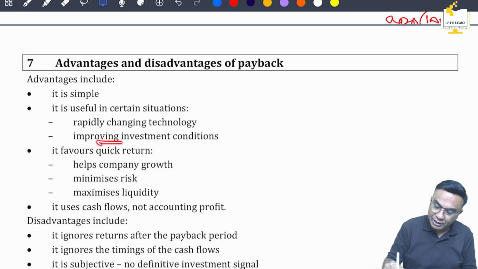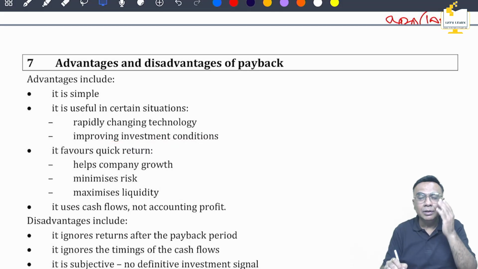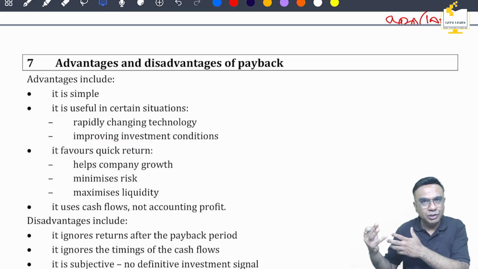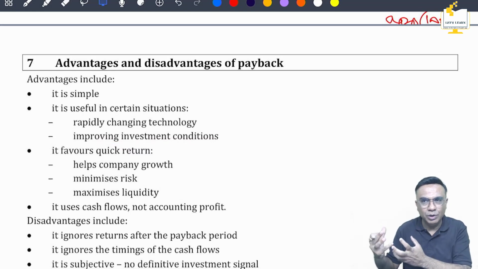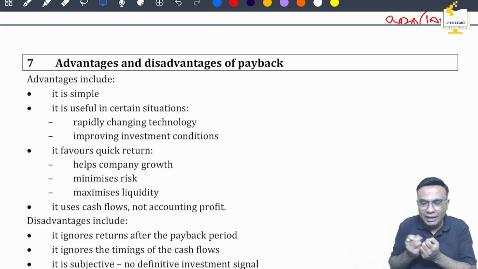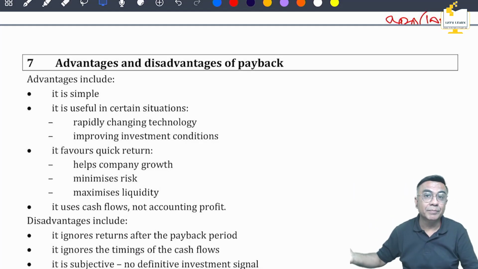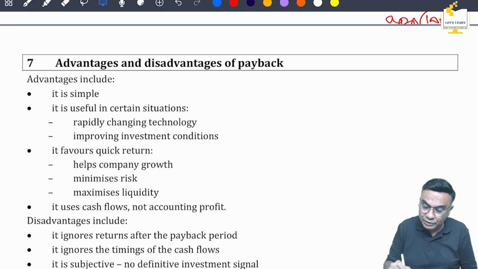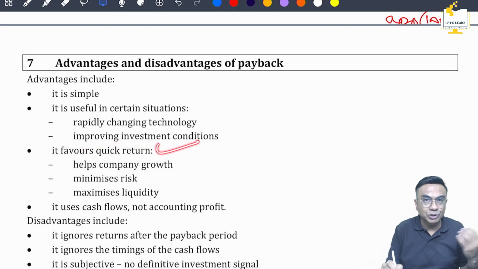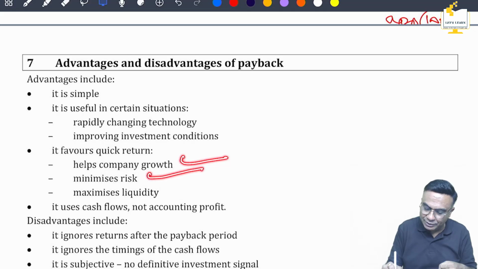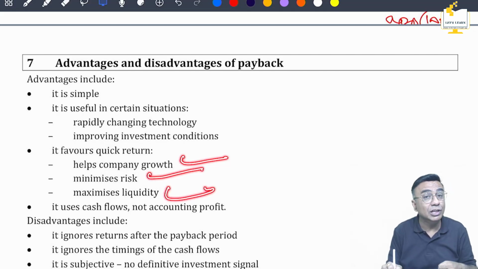Improving investment condition. Now say for example, if the recovery is faster, we have a better scope of investment in future. So if the recovery is faster, I'll get my cash flow quickly. I can again reinvest in better improved condition. So payback is useful for improving investment condition. It favors quick return because we get cash flows quickly. That is the objective. Helps company growth, minimizes risk, maximizes liquidity.